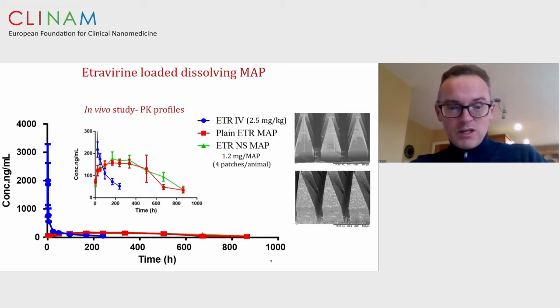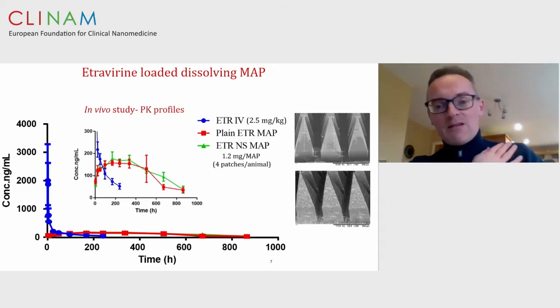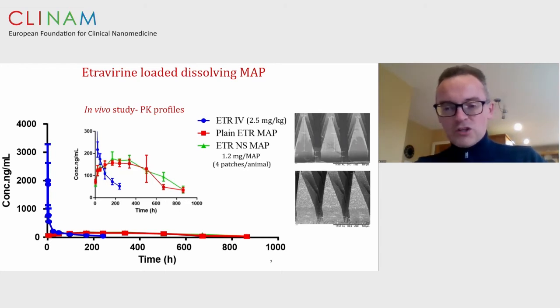So this is what we did. We compared just a simple intravenous injection of etravirine in the rat with microneedles that were made with either the plain powder form of etravirine or the nanosuspension. And we didn't see any difference between the nanosuspension and the powder form of the drug. And this could have implications in terms of the cost of manufacture, because clearly it's much cheaper to deal with just the powder rather than having to make the nanosuspension.